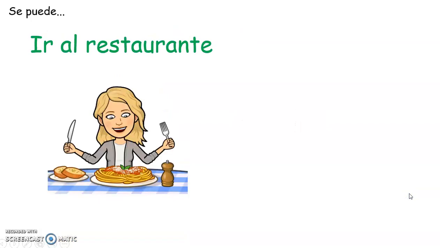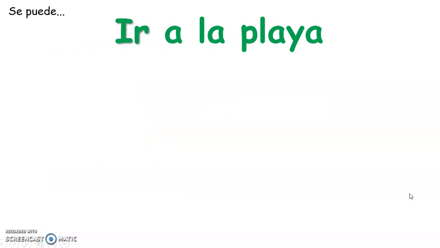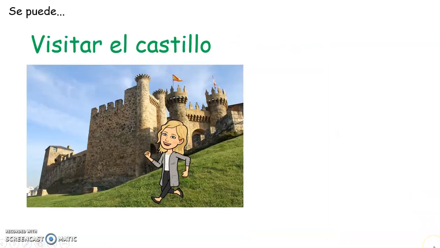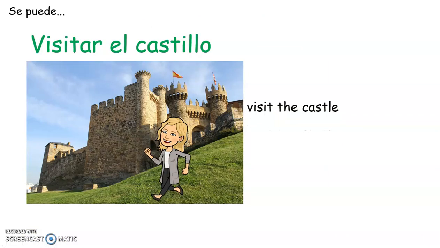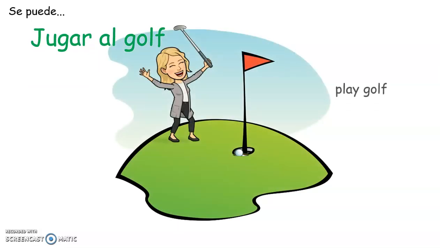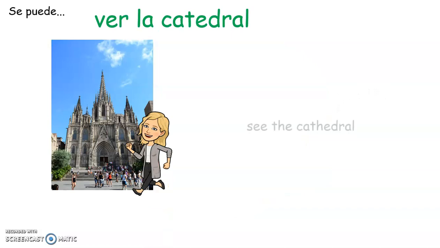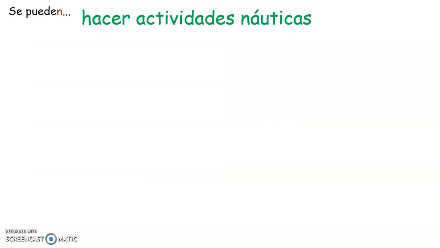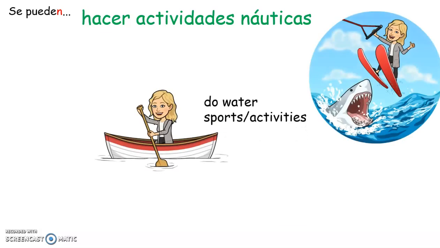Se puede ir al restaurante. Go to the restaurant. Se puede ir a la playa. Go to the beach. Se puede visitar el castillo, visit the castle. Se puede jugar al golf, play golf. Se puede ver la catedral, see the cathedral. Se puede hacer senderismo, go hiking. Se pueden hacer actividades náuticas, do water sports or activities.